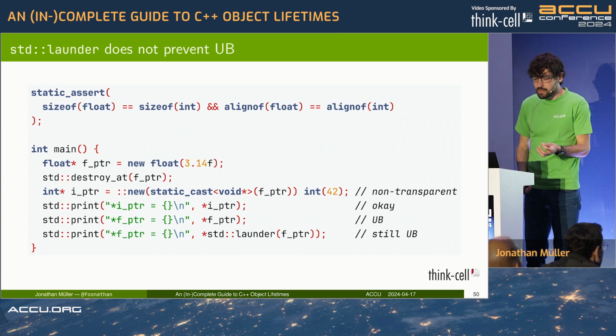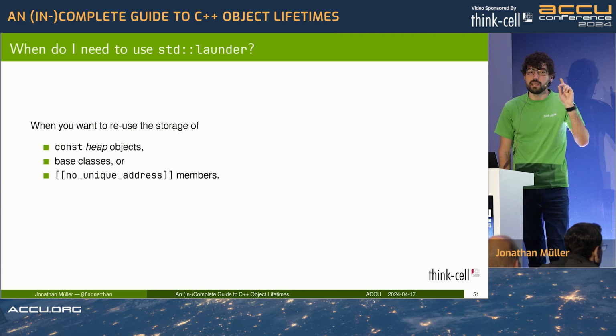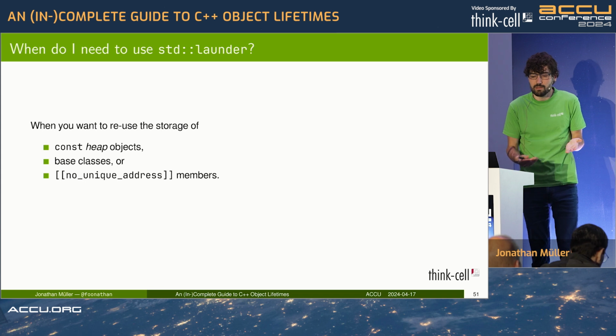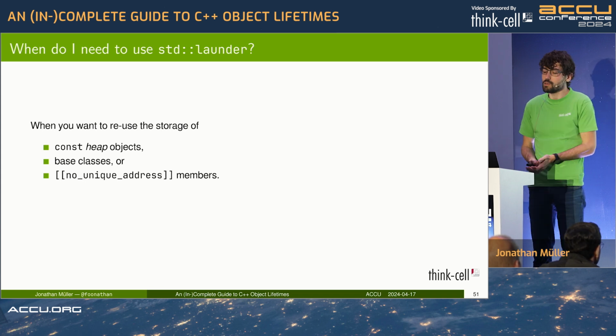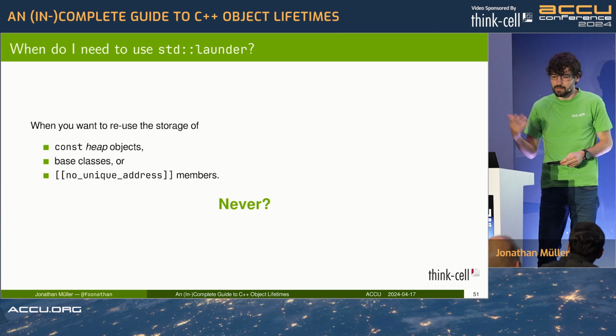So std::launder exists. When do you need to use it? When you want to reuse the storage of const heap objects, because remember, you can't use the storage of const non-heap objects. When you want to reuse the storage of base classes or no unique address members. So in other words, never. We're going to get back to that.